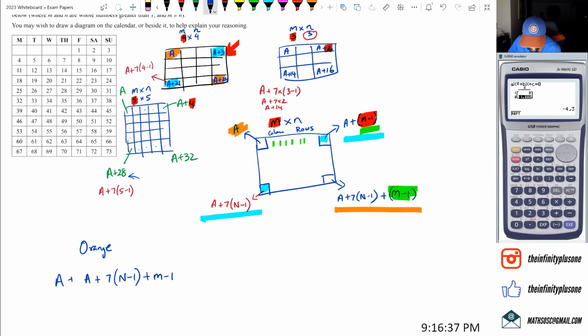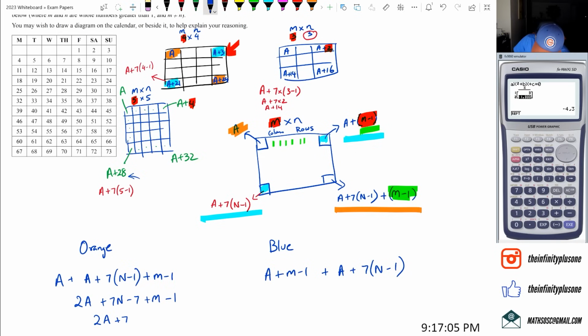Let's see, 7n minus 8. And then blue here is going to be A plus m minus 1 plus A plus 7n minus 1. And you can kind of see it. I mean, already the orange and blue look pretty much the same. If you want to simplify it, you can. You're going to get 2A plus 7n minus 7 plus m minus 1.